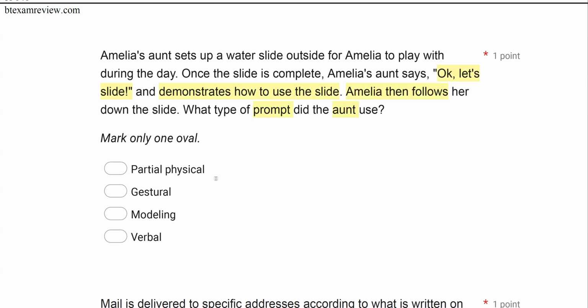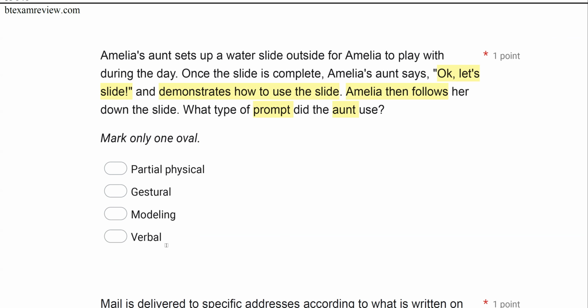What about gestural? A gestural prompt is a slight or small motor movement indicating what needs to be done. The difference between a modeling prompt, C, which this is, and a gestural prompt is that with the modeling prompt, you're demonstrating what you want to see. You're actually showing the learner what it is you want to see done. You're doing the whole behavior. A gestural is just like a point or a subtle motion towards what you want. A modeling prompt is you're actually doing what you want to see the learner do, which is what the aunt is doing. She's demonstrating how to use the slide.